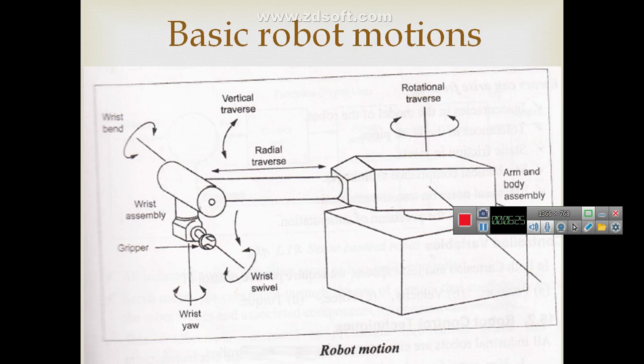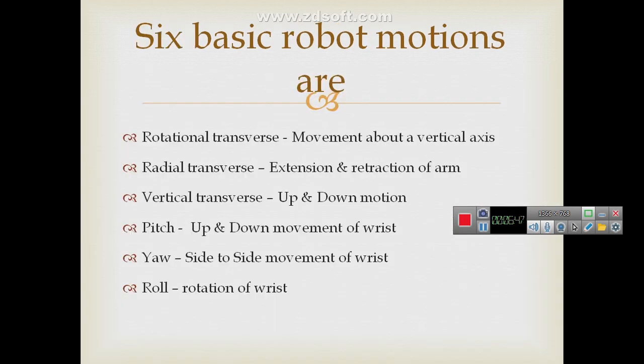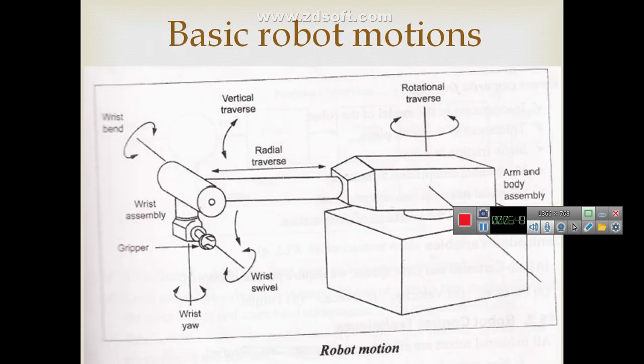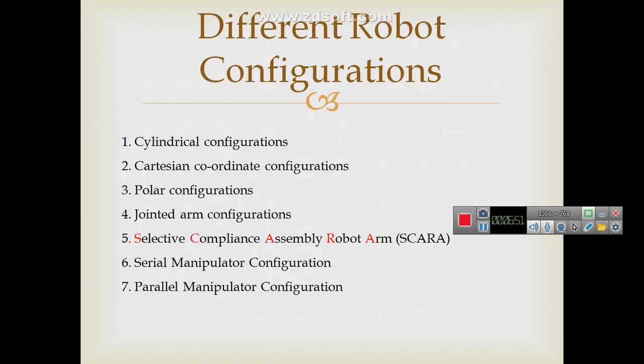The basic robot motions are clearly shown in the diagram. The base is connected to the arm and body assembly, then rotational transverse, then it is connected to the arm and radial transverse, which connects the arm to the wrist, and the wrist assembly is connected to the end effectors. Okay, so these are the six types of motions connected in this robot motion.